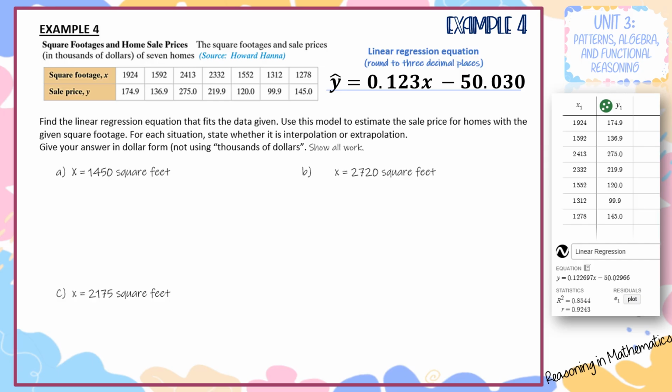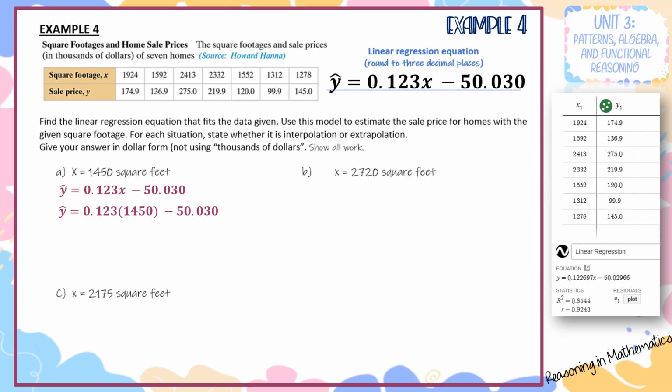It says find the linear regression equation, which we've done. Use the model to estimate the sale prices for homes with the given square footage for each situation. State whether it's interpolation or extrapolation and give your answer in dollars, not using thousands of dollars, and show all work. So we have our linear regression equation, and the first time we're plugging in 1,450 square feet. And if you look up at your data, that is within the range of the original X's. So this will be interpolation.